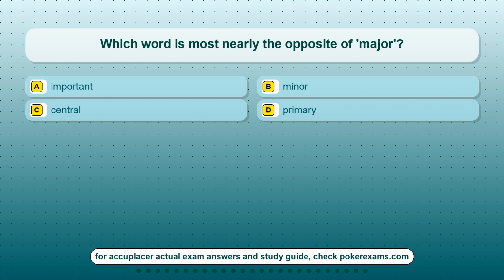Question 17. Which word is most nearly the opposite of major? Option A. Important. Option B. Minor. Option C. Central. Option D. Primary.